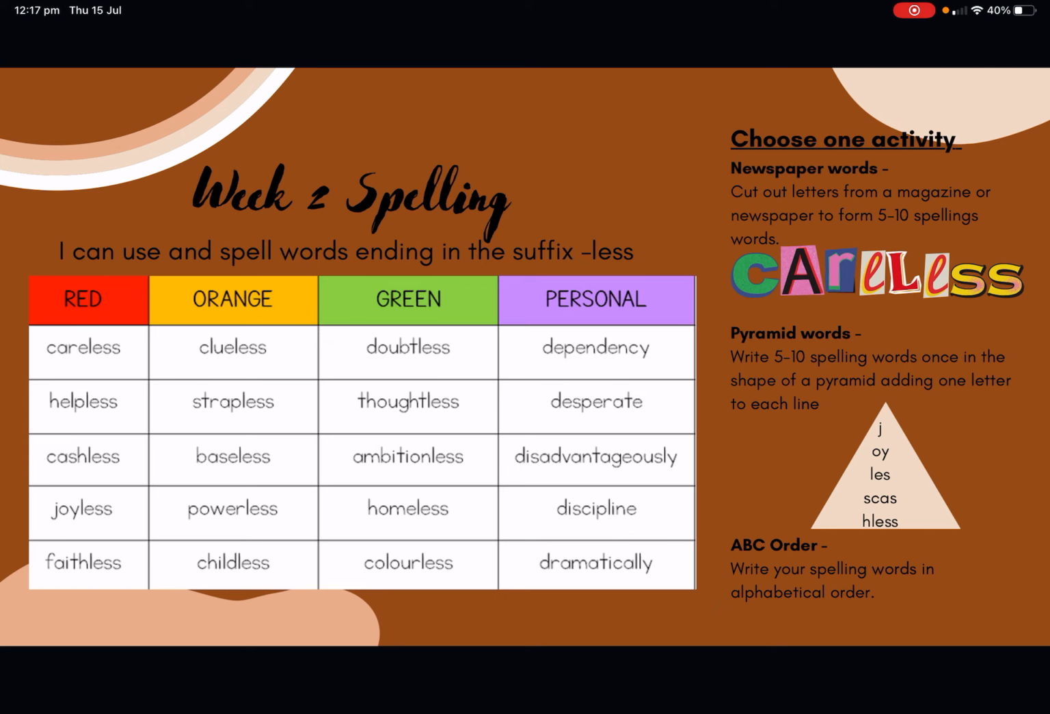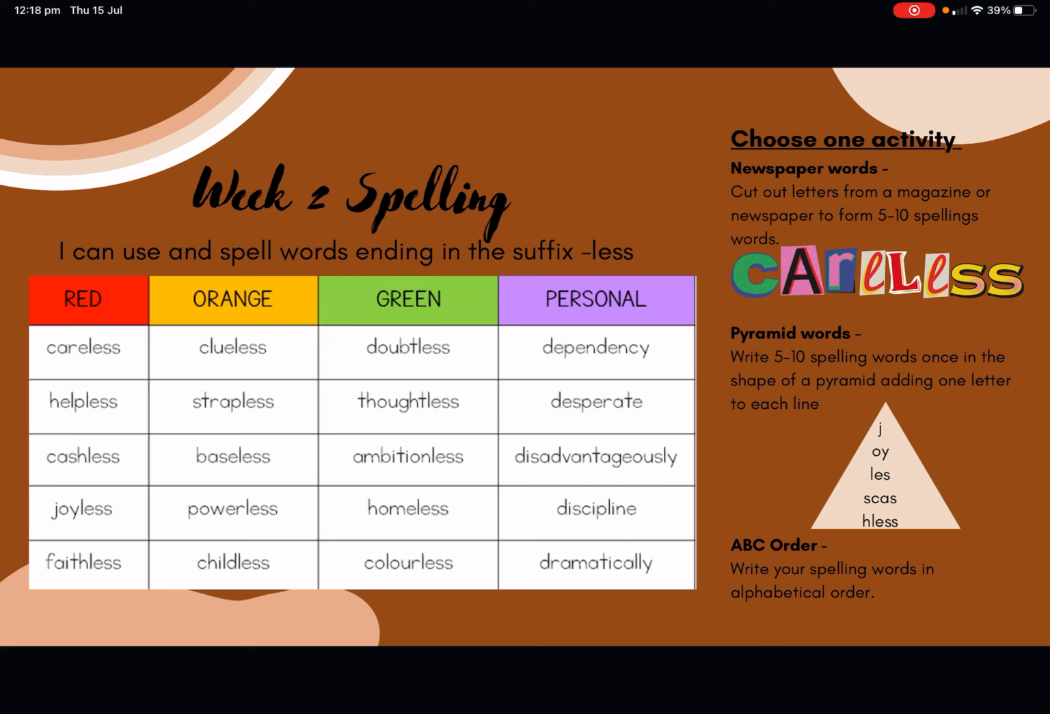So, the newspaper words, you are to cut out letters from a magazine or a newspaper to form 5 to 10 of your spelling words. Now, I've given you a bit of an example there for the word careless. Obviously, I have made a bit of a mistake, I suppose, and I've put a capital A and a capital L in the middle of the word careless. You know that us teachers do not encourage you to put capital letters in the middle of a word because capital letters are only used at the beginning of a sentence or for a proper noun.